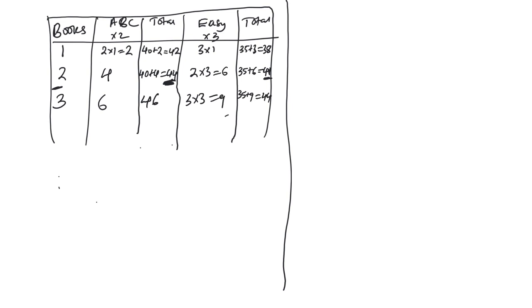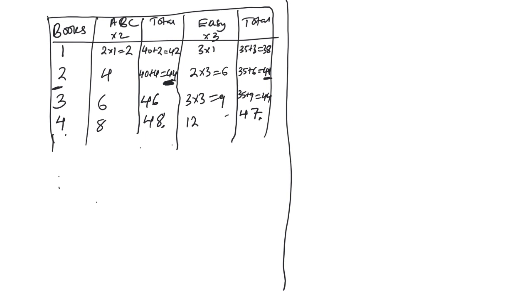If we make 4 books, this will be 4 times 2, which is 8, and we shall have 40 plus 8, which is 48. Then here we have 3 times 4, which is 12, and the total here will be 35 plus 12, which is 47. In simple terms, these are increasing by 2 for each extra book you read, and these are increasing by 3.